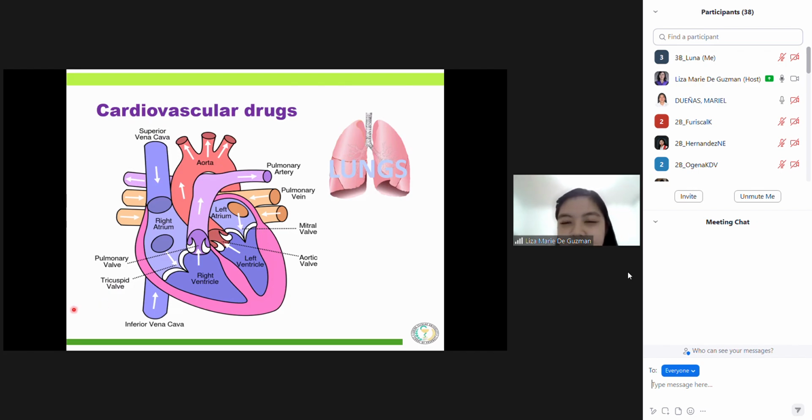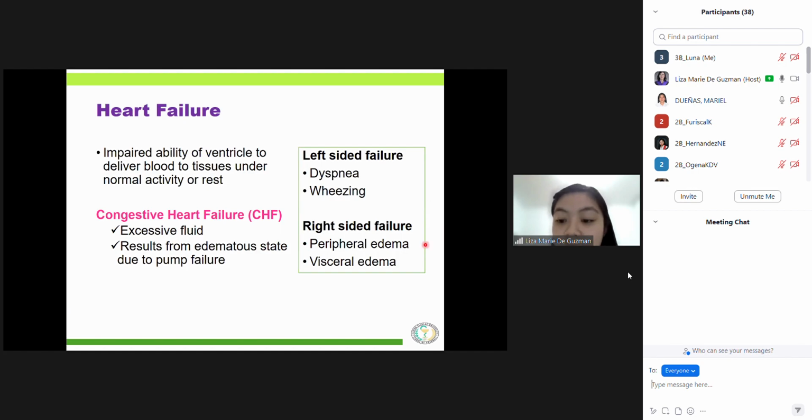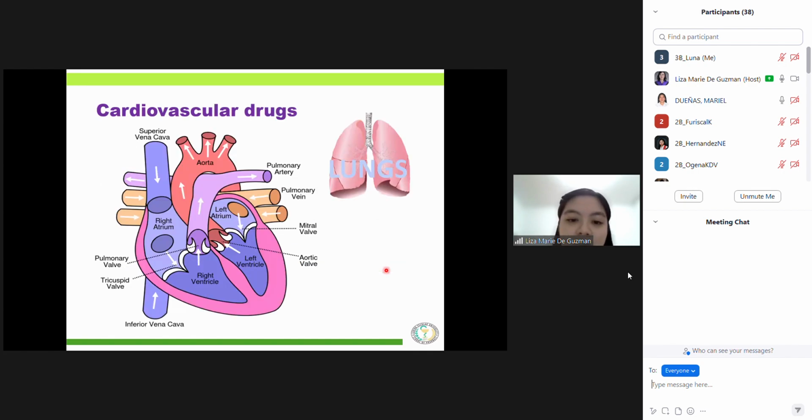So what is the manifestation of right-sided failure? There is peripheral edema, there is visceral edema. That is what we usually see, swelling of the legs, edematous states of the extremities, peripheral and visceral edema, because instead of the blood being delivered to the lungs, the right ventricle fails to pump the blood. Therefore, it goes back to the periphery, causing accumulation of fluids such as peripheral or visceral edema.